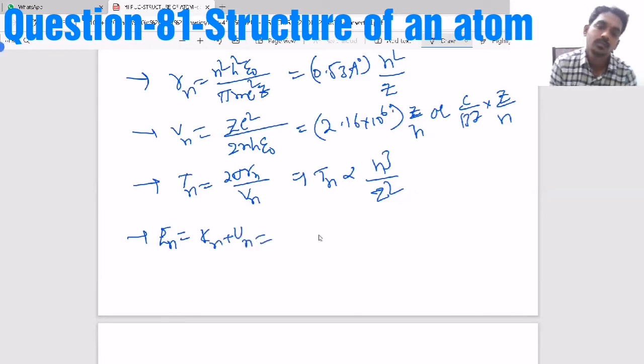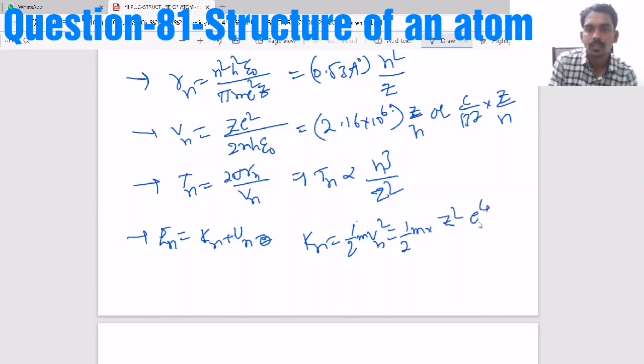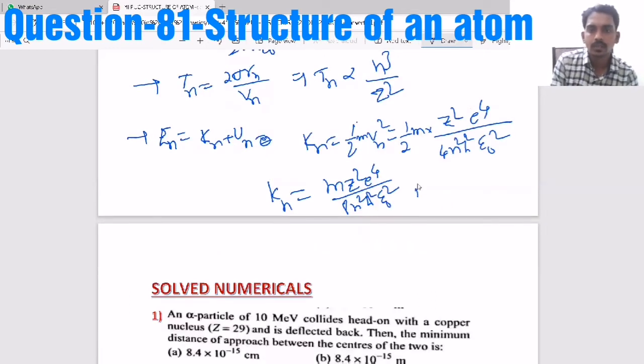K_n plus U_n. See, K_n equals half m v_n squared. Half m v_n squared means Z squared e power 4 by 4 n squared h squared epsilon naught squared. So K_n will become m Z squared e power 4 by 8 n squared h squared epsilon naught squared. Similarly, the potential energy will become minus m Z squared e power 4 by 4 n squared h squared epsilon naught squared.